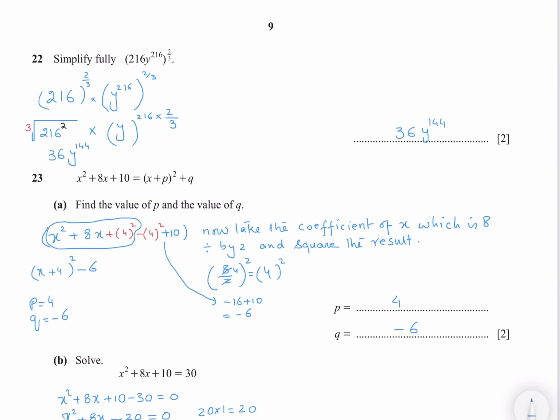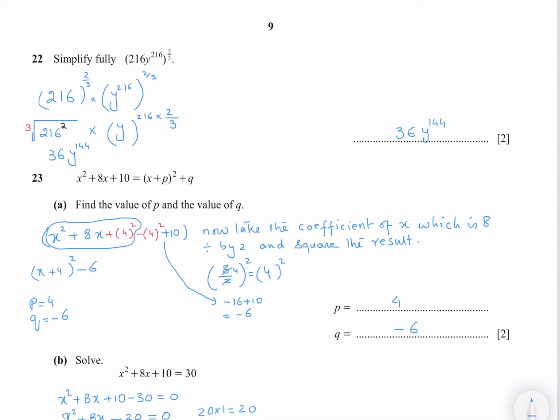Simplify fully 216 y power 216 whole power 2 over 3. So I split it: 216 whole power 2 over 3 times y power 216 whole power 2 over 3. The power 2 over 3 means 3 goes to the radical sign and 2 becomes the power of 216. So I wrote 3 as a radical sign and in the bracket I wrote 2 as the power of 216. This is the rule for how we convert indices into radical form.